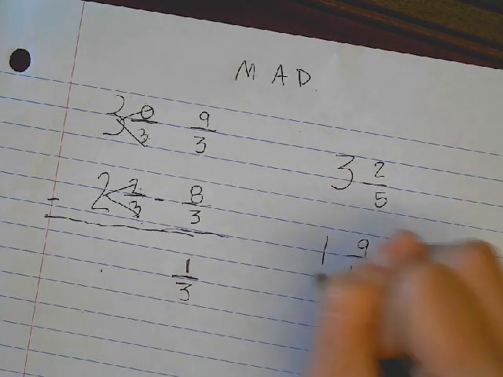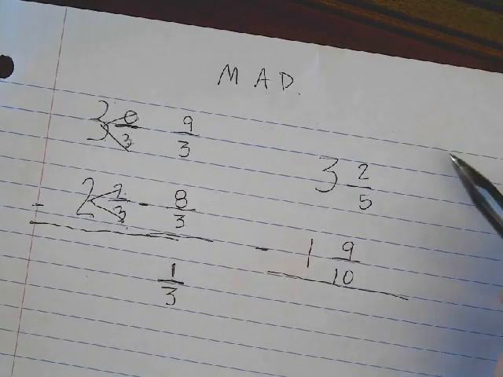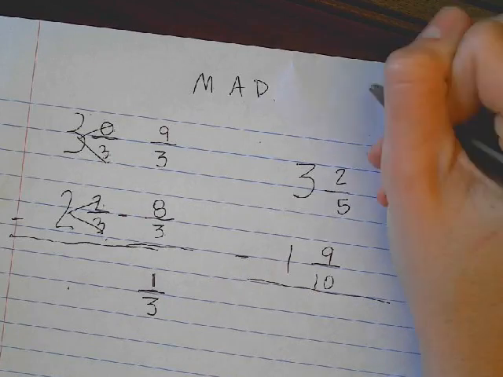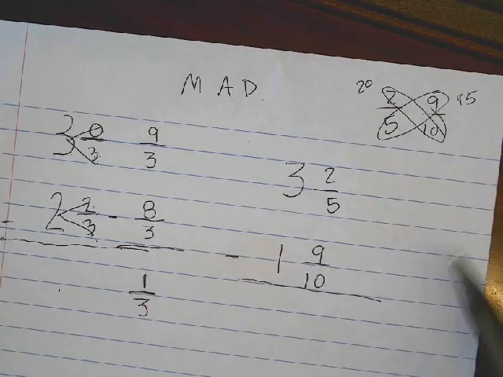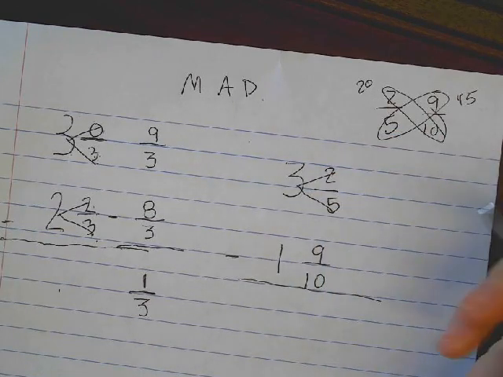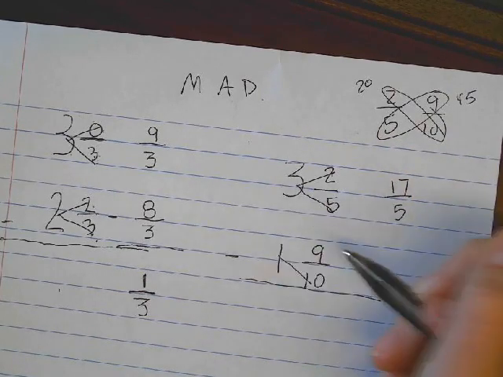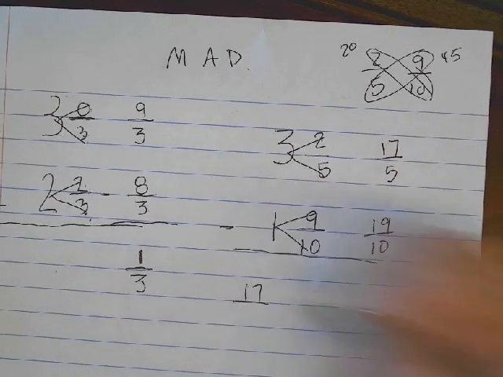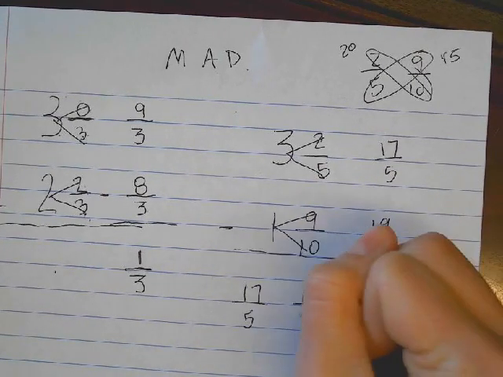Now, you can start to use your butterfly method, and real quick you're going to find out that if you were to do 2/5 and 9/10, that 2 times 10 is 20, 5 times 9 is 45, and you can't do 20 minus 45. So you're going to have to borrow, and to borrow you have to get mad. 5 times 3 is 15, plus 2 is 17 over 5, and then 10 times 1 is 10, plus 1 is 19 over 10. Now, you don't have common denominators, so you have to use the butterfly method. That gives you some really big numbers to work with.